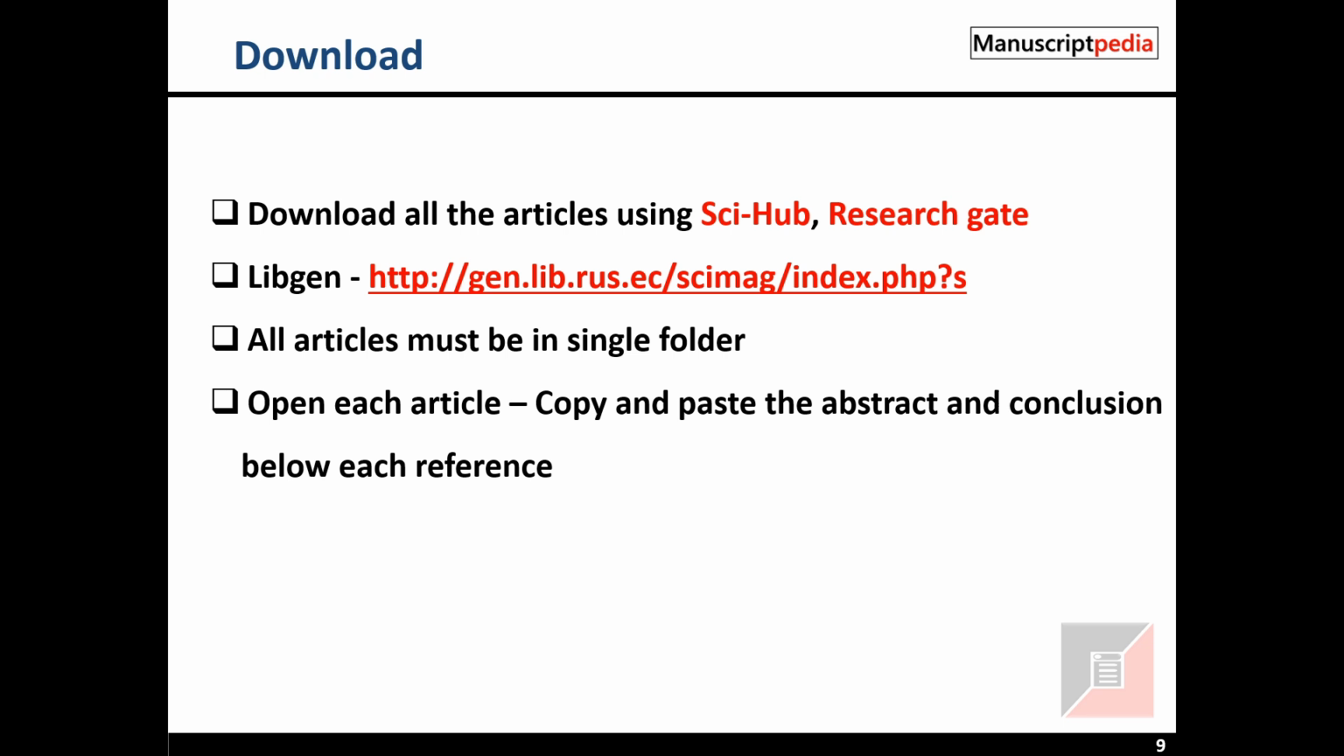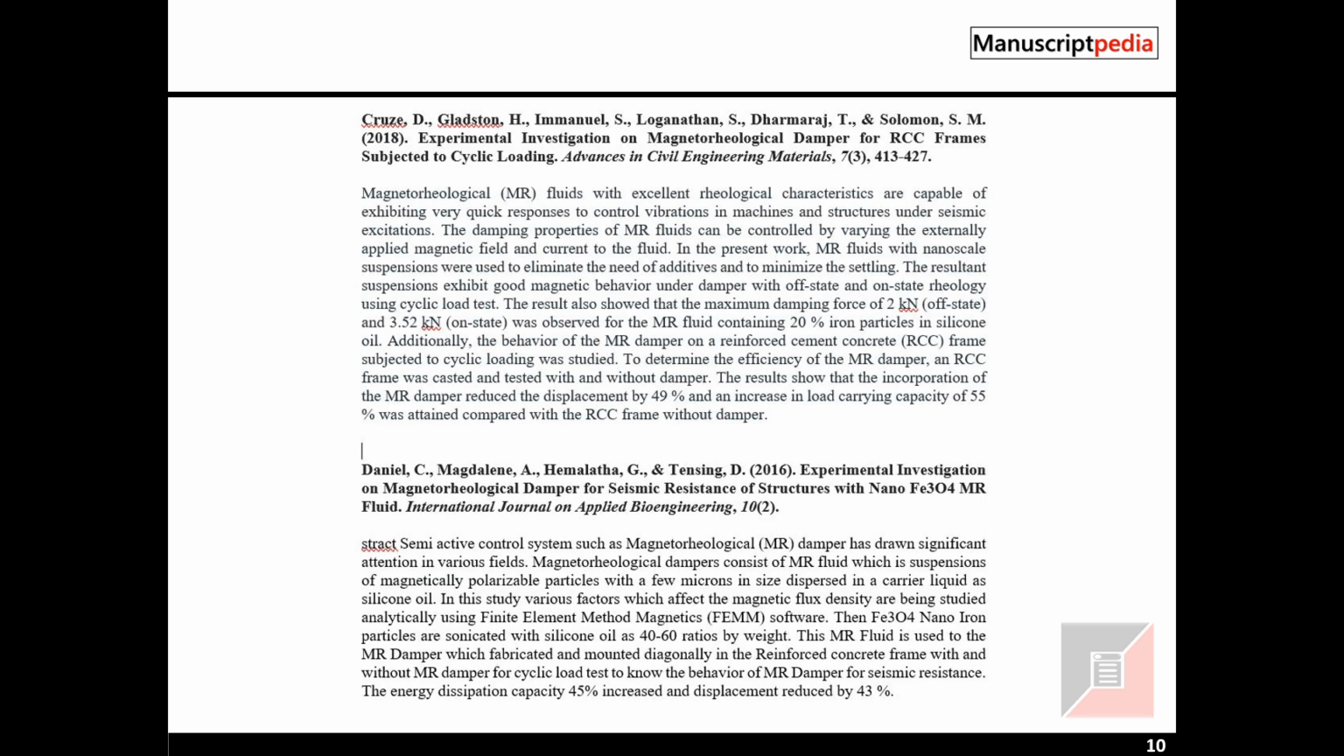If in all these ways it is not possible, you can go ahead with Sci-Hub, ResearchGate, and LibGen for downloading the article. Somehow you have to do the research work, right? That is the main thing. And all articles must be in a single folder. Open each article, copy and paste the abstract and conclusion below each reference. See, every reference is there. Below every reference, the abstract and conclusion have been compiled. Whatever is important has been added over here.